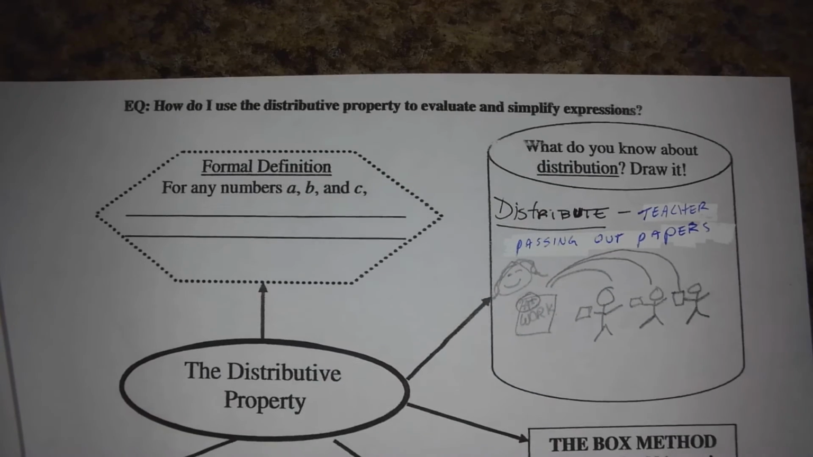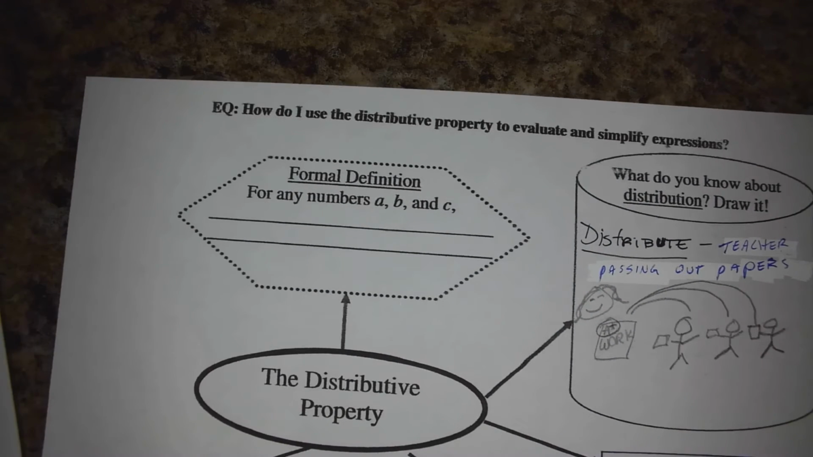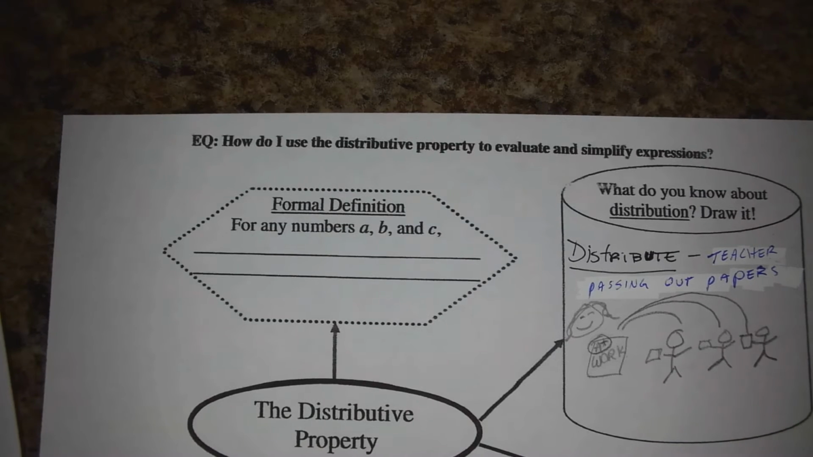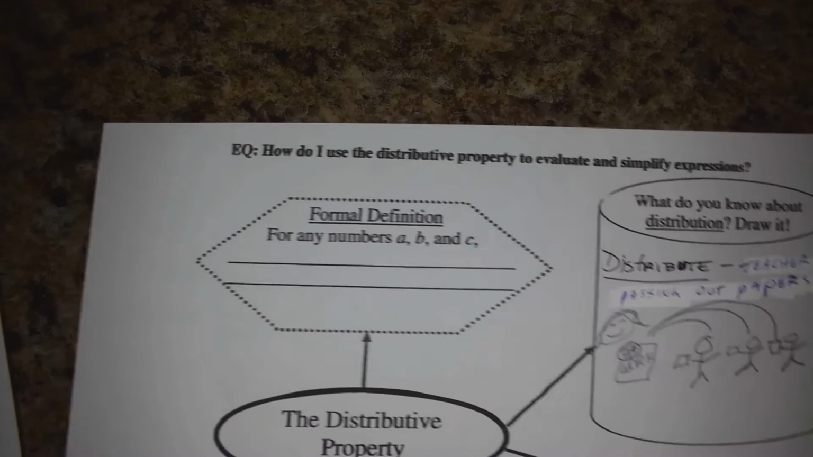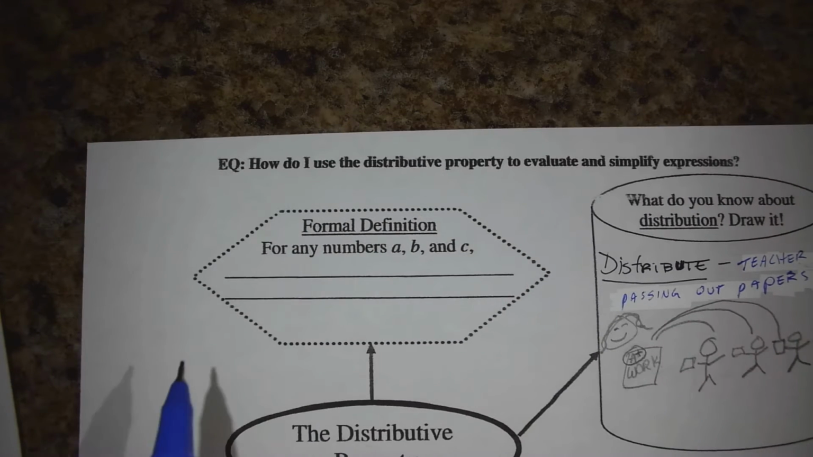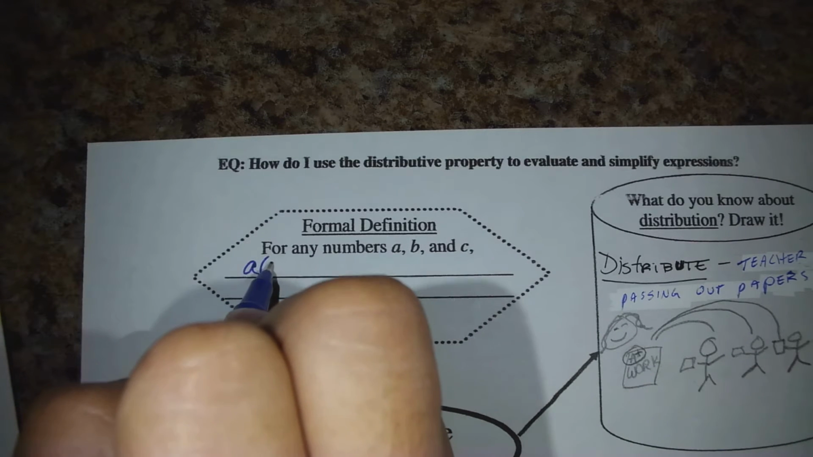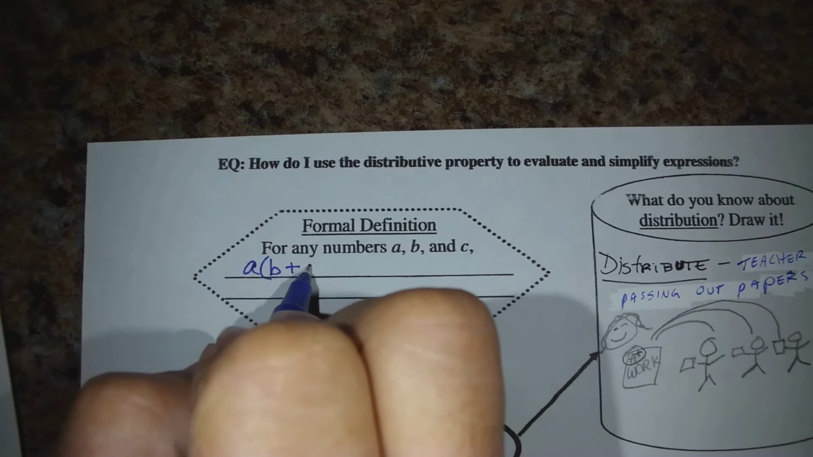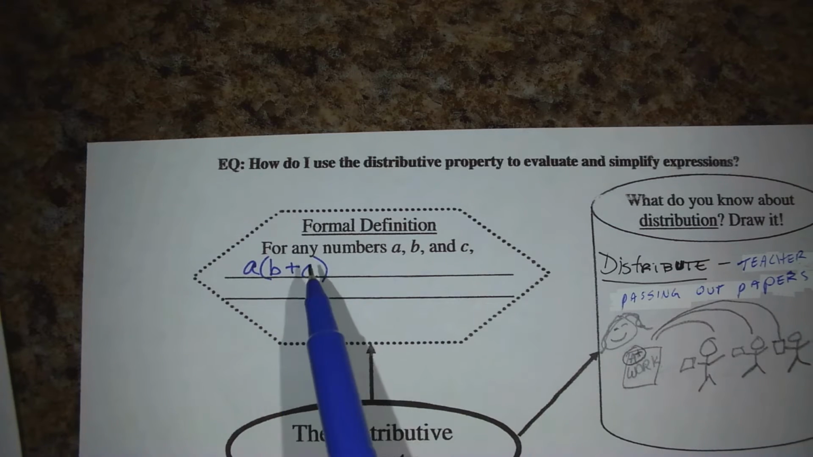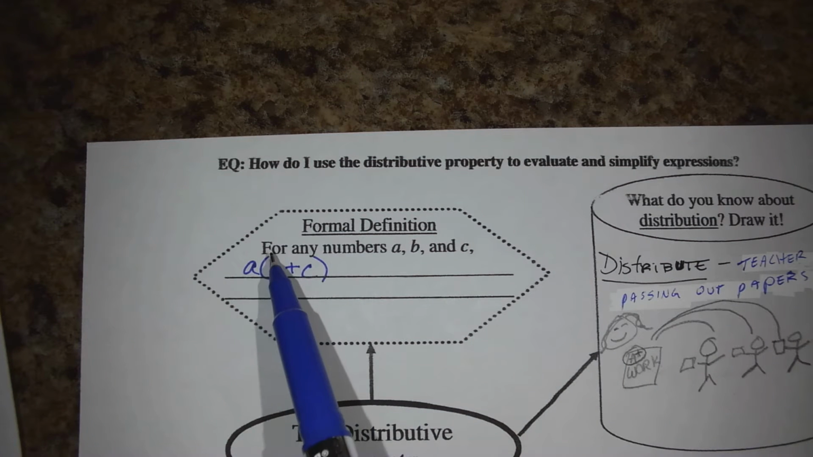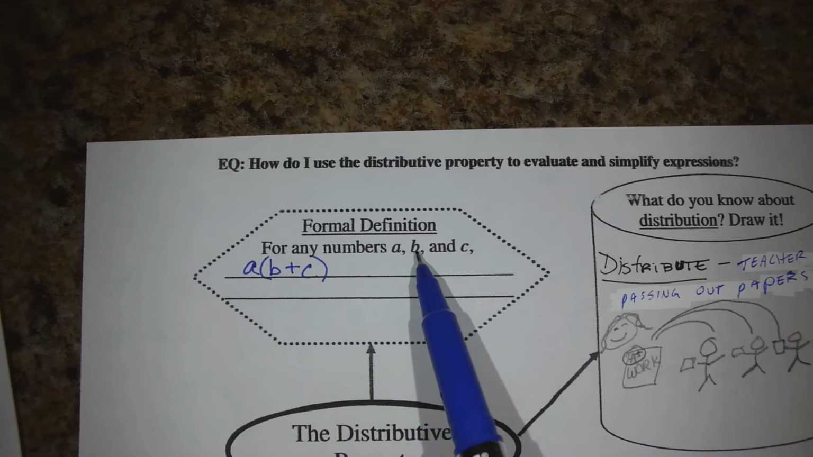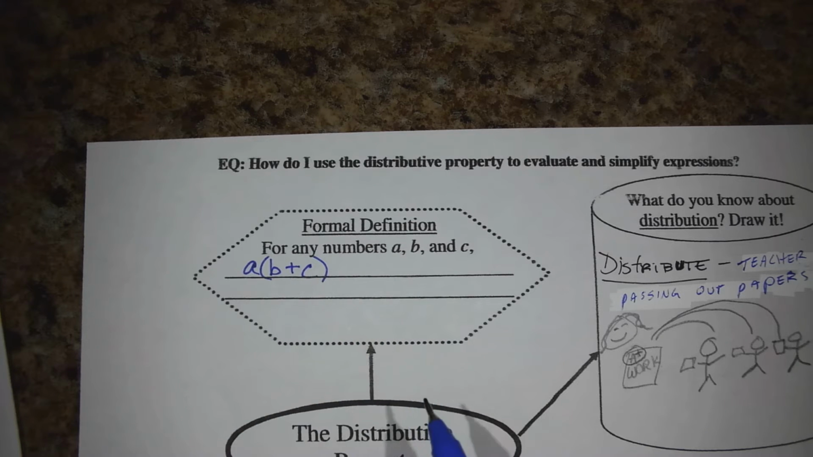Okay. So let's go ahead and look at the formal definition. What is it that you would see in a math book? So in a math book, you might see A, and then parentheses B plus C. And A, B, and C right here, it's more specific, saying for any numbers A, B, and C. So A, B, and C are numbers.